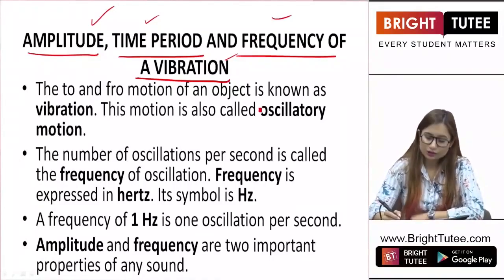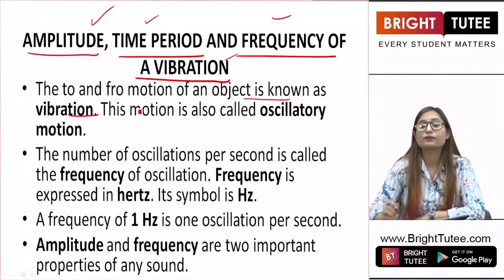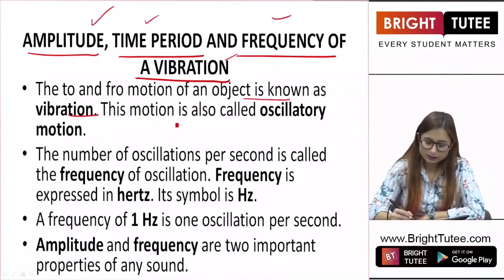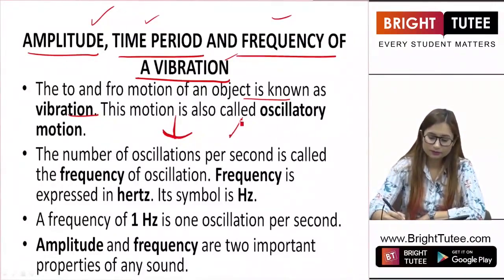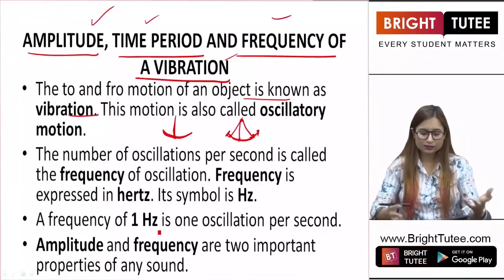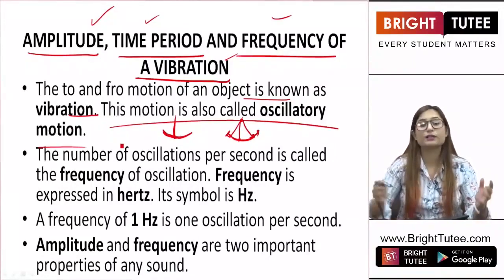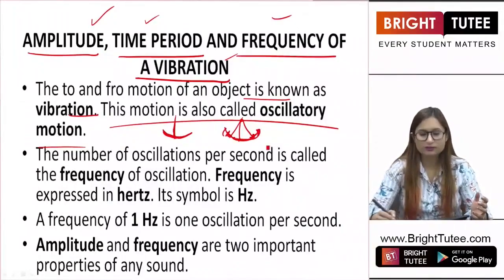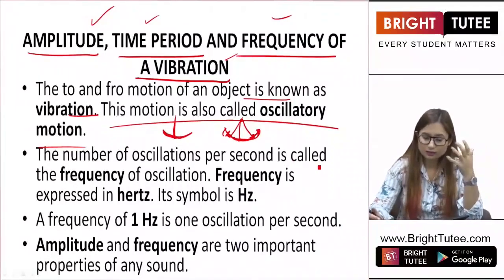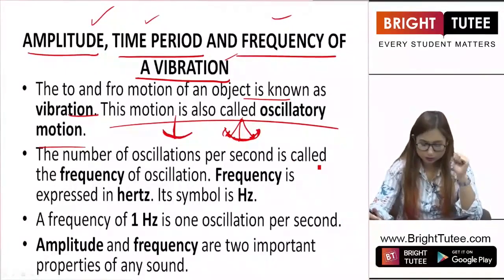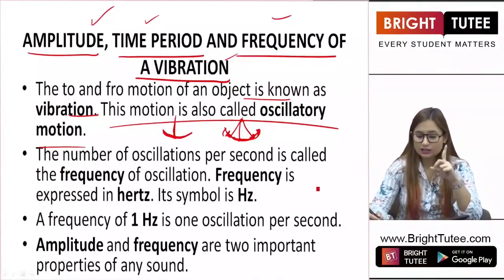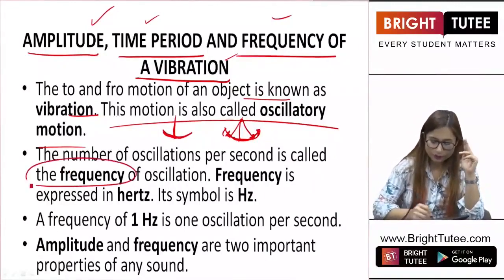The to and fro motion of an object is known as vibration. We have already learned that, say, there is a pendulum, it moves in a to and fro motion, it shows oscillations, right? So this to and fro motion is known as vibration. This motion is also called oscillatory motion because these are oscillations. Now the number of oscillations per second is called the frequency.